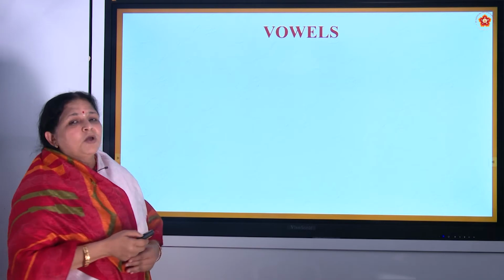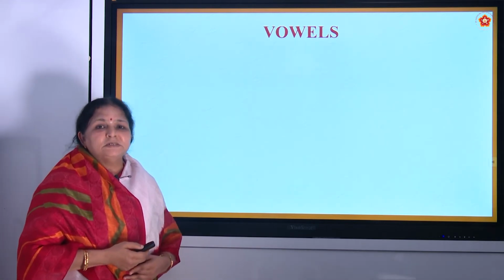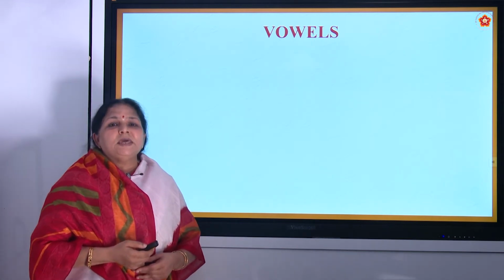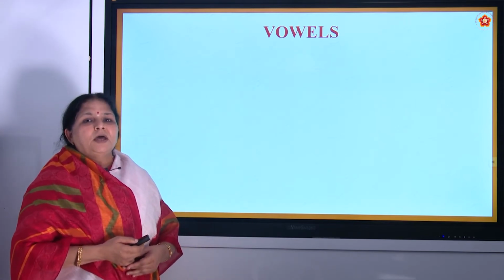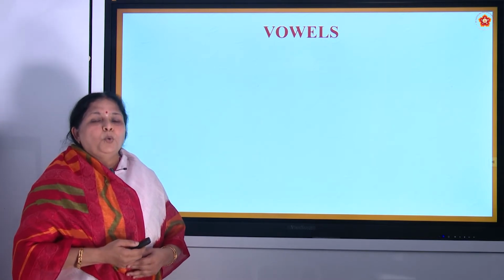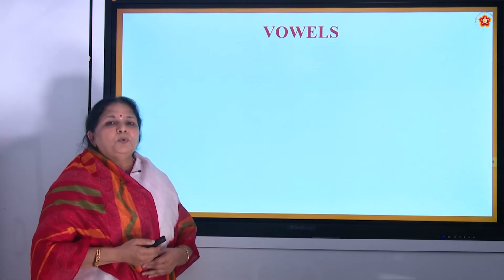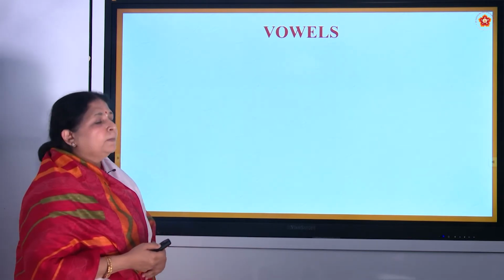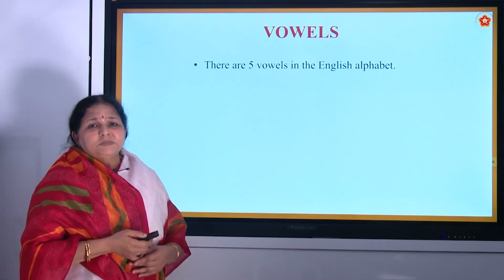Now what do you mean by vowels? We have seen there are 26 letters in the English alphabet and they are A, B, C, D, E, F, G, H, I, J, K, L, M, N, O, P, Q, R, S, T, U, V, W, X, Y and Z.